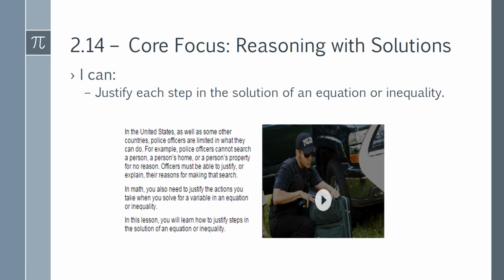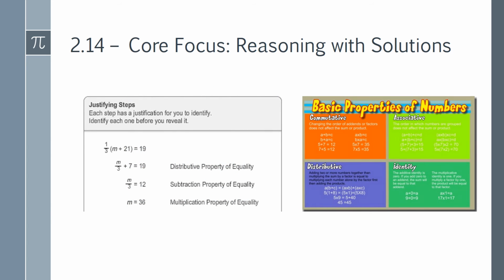All right, so 214 is how to justify, why are we allowed to do what we do? Why are we allowed to do each step of an equation? So here over on the right are the basic properties of numbers. And these might be helpful to jot down and remember.